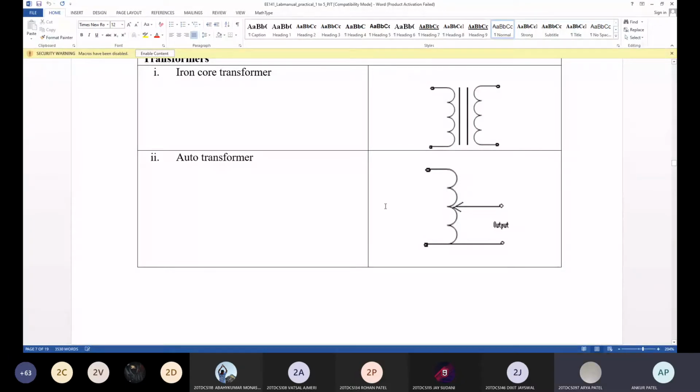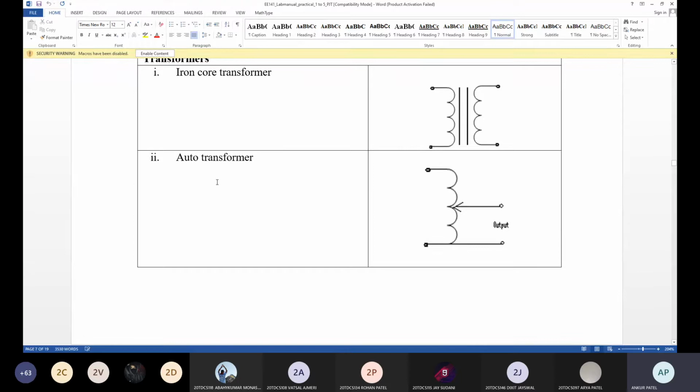Auto transformer is also known as... Yes. Sir, this also depends on the thickness of the coil, right? Yes, it will depend on it. How does it depend? Okay, that we will study in the RLC circuit: which parameters depend on this, how to decide the voltage or current value by this inductance value.